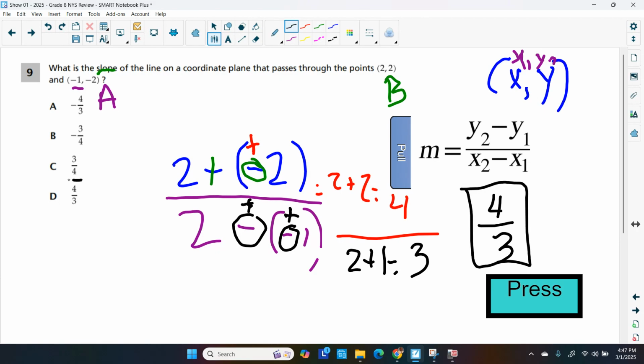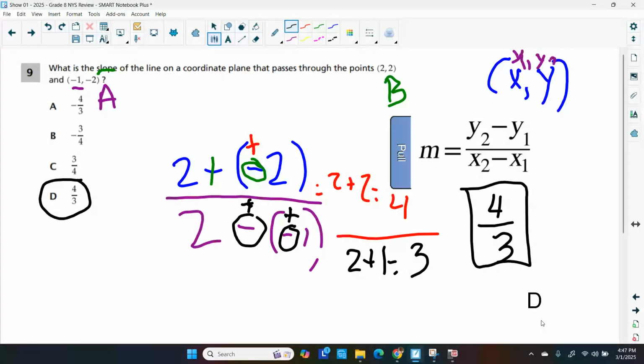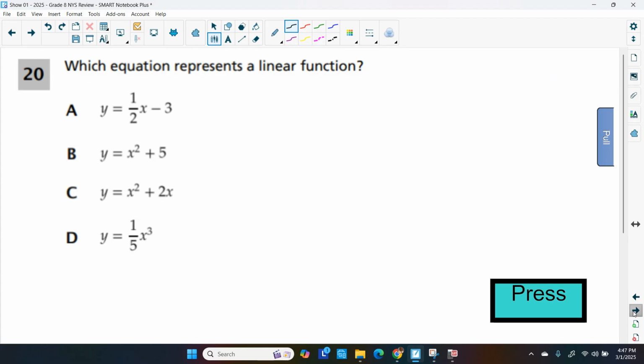And that looks like point D. All right, so hopefully you follow along with me, and that's choice D. So that's point slope. So that's something you really need to know. They call it rate of change. They might have used that word in place of slope. So let's go on to the next one.